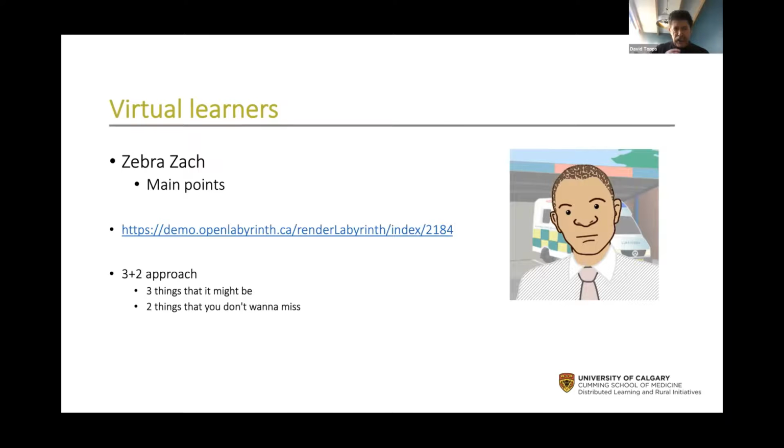And a nice workaround to that is to use an approach that Doug Meyer has been using for a number of years, and that's a 3+2. 3 things you think this might be, and 2 things that you don't want to miss. So that 3+2 approach can be quite useful. It's similar to a reverse presentation, but you get to focus on the common things and then the important things to exclude. And if you want to explore that, the Zebrazac virtual learner case gives you a bit more information on that.